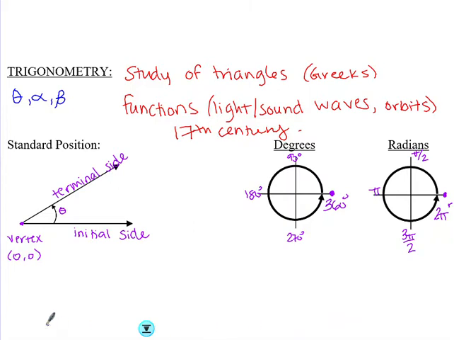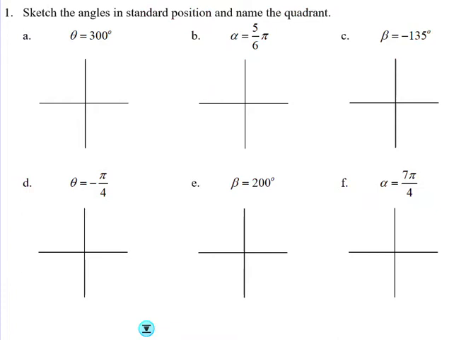Now let's take a look at some examples of angle measures. We have 6 different angles that are given here. We want to sketch these angles in standard position and then name the quadrant that the terminal side is in.